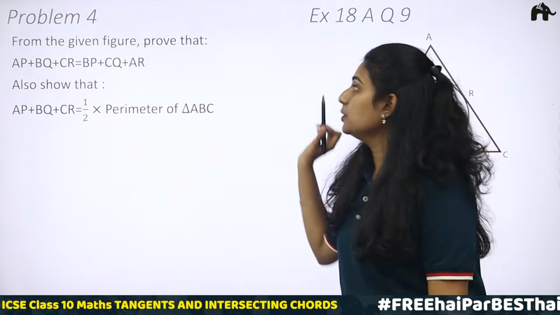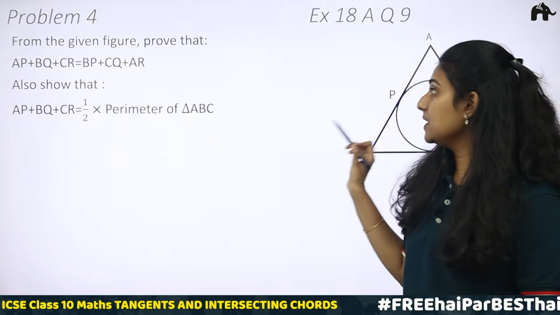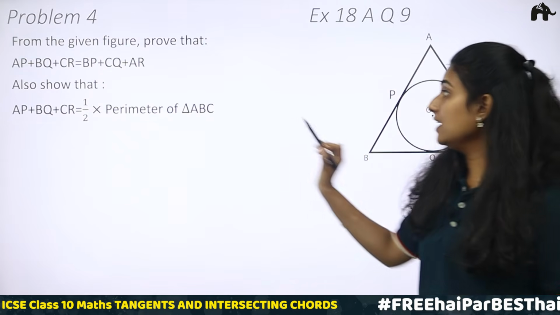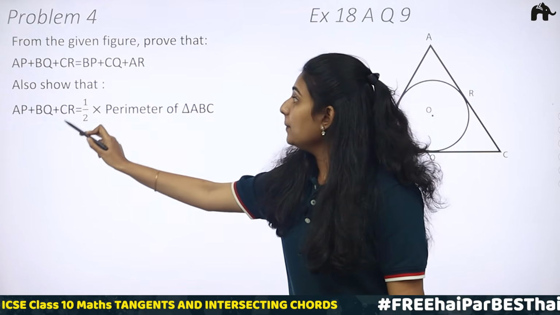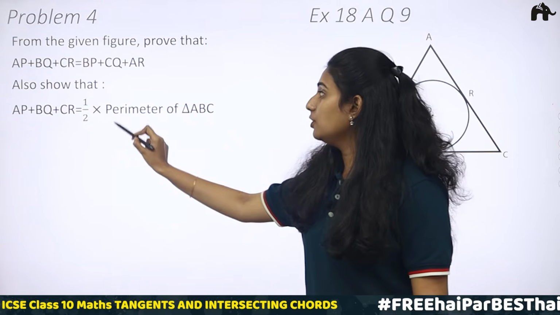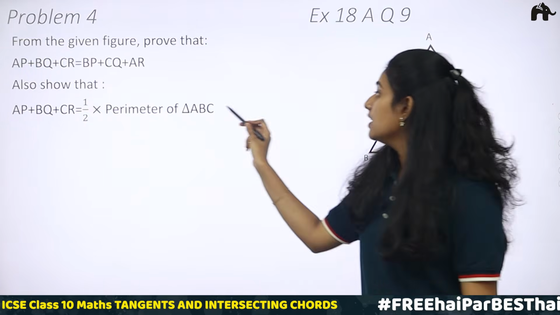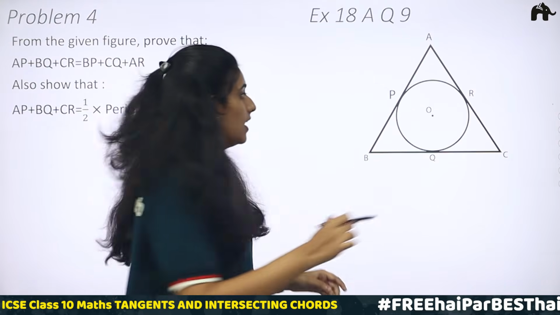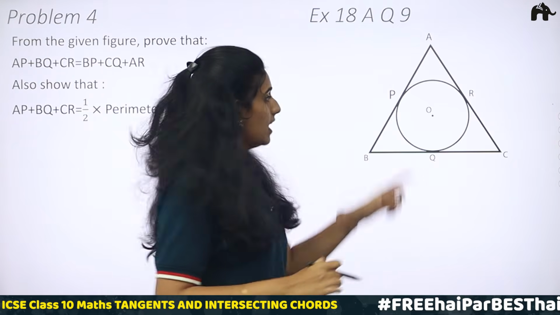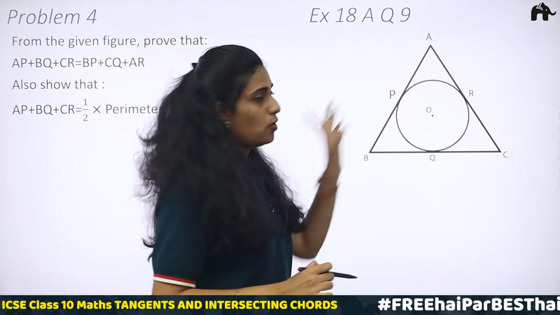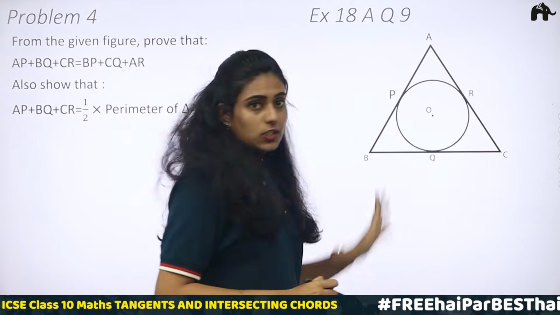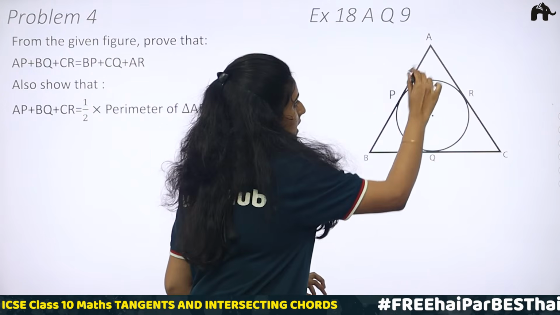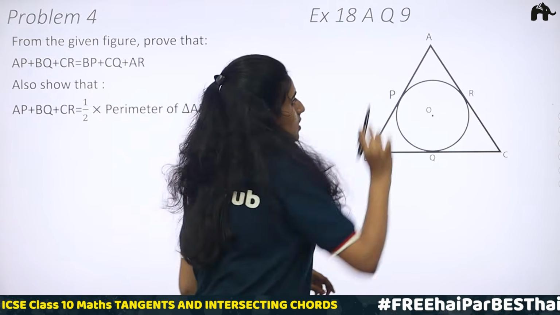Next, problem 4, question 9 of exercise 18A. From the given figure, prove that AP plus BQ plus CR is equal to BP plus CQ plus AR. Second, we have to show that AP plus BQ plus CR is equal to half into perimeter of triangle ABC. So, here we have triangle ABC. We have an inscribed circle and the circle touches side AB at point P, BC at point Q and AC at point R. Okay. Therefore, these are tangents. Yes, tangents to the circle.